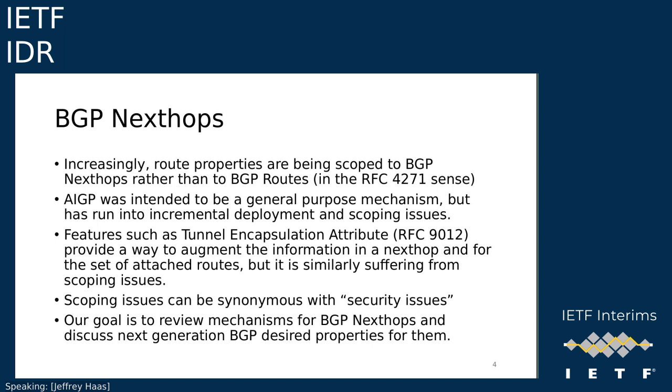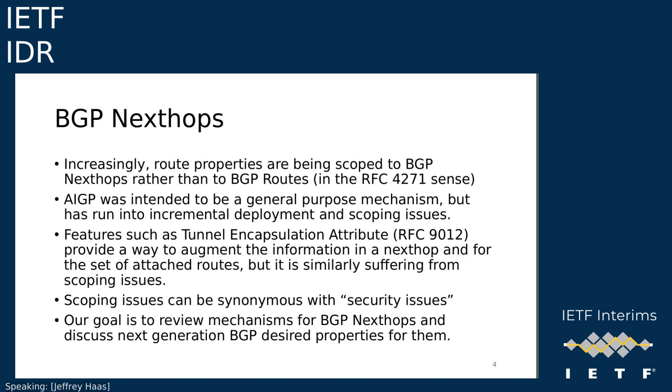It was an initial start for us to talk about some of the incremental deployment and scoping issues we had. As an example, this served as an input for the attribute escape document. We're also seeing things like the tunnel encapsulation attribute being used to augment things that are next hop scoped, especially for carrying tunnels and attributes of the tunnels themselves. And we've seen other features, like CT and CAR, that have headed further down that direction.